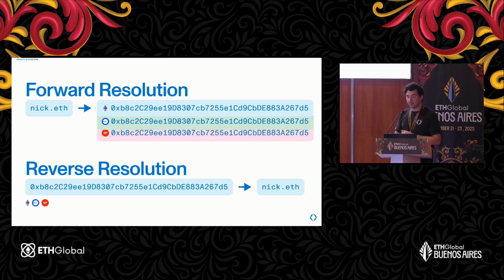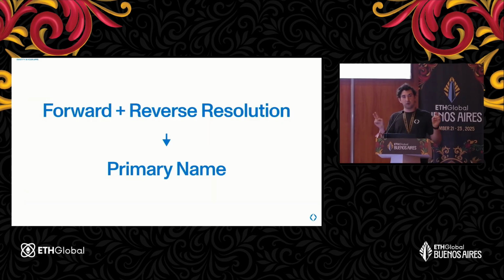Reverse resolution is the opposite. It maps an address to a name. This is what powers the portable profile that I was describing before. So when I sign into Snapshot, Snapshot checks the reverse record for my address. That would be nick.eth. Then to verify that, you check the forward address of nick.eth. As long as the result of the forward lookup and the reverse lookup match, then you have what we call a primary name.